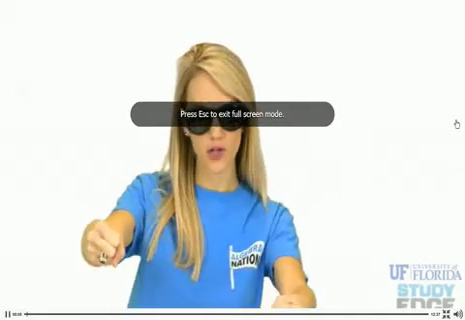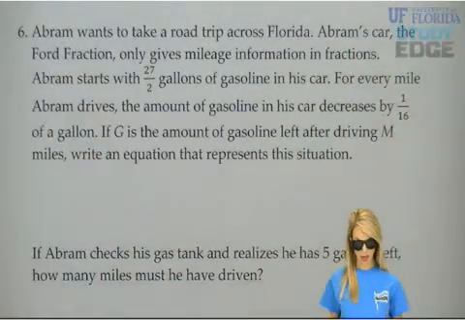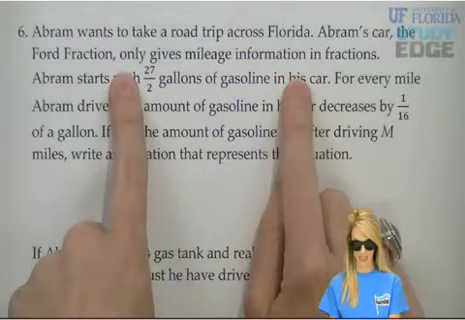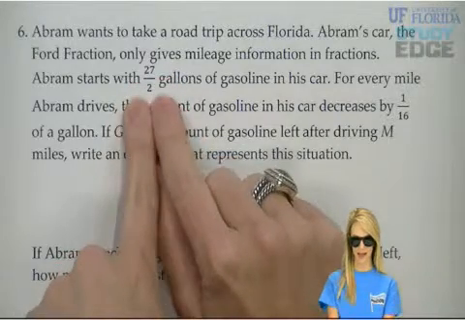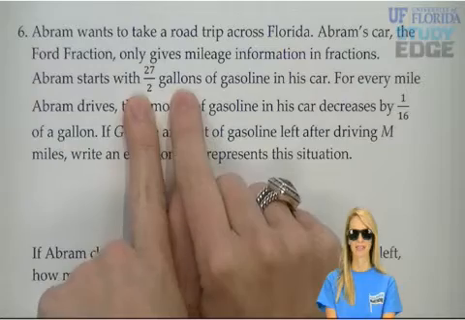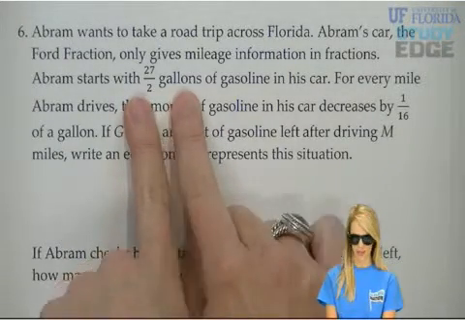All right, y'all, we are gearing up for a road trip. We're going on a road trip with our friend Abram. Abram, he's got a cool car. He's got a Ford Fraction. We're taking his car, going across Florida. Now, his gas mileage is given to us in this problem. He starts off with 27 half gallons. What does that mean? 27 over 2 gallons of gas in his car. That's kind of weird, right? We'll deal with that one later.